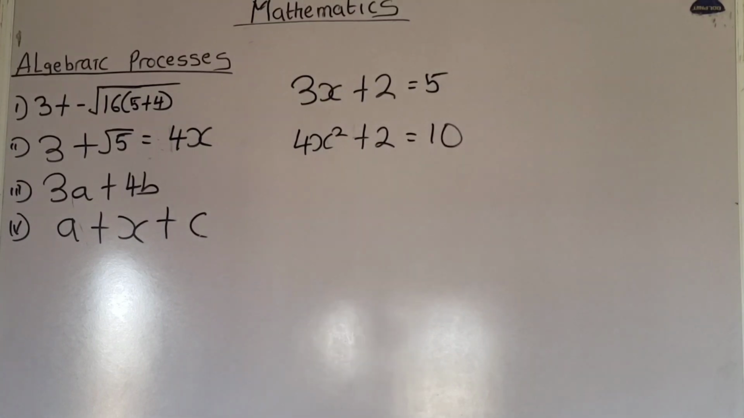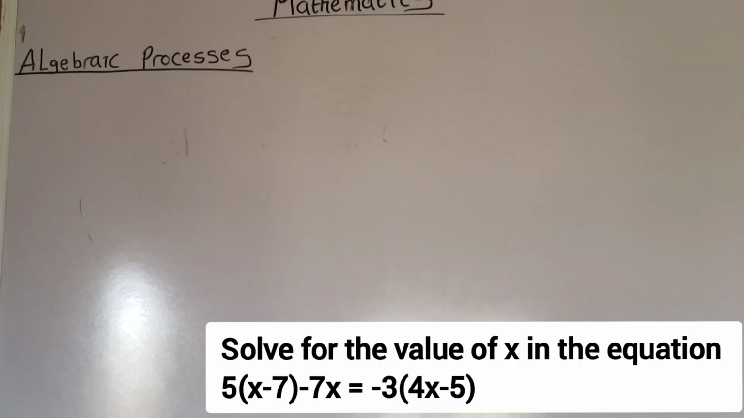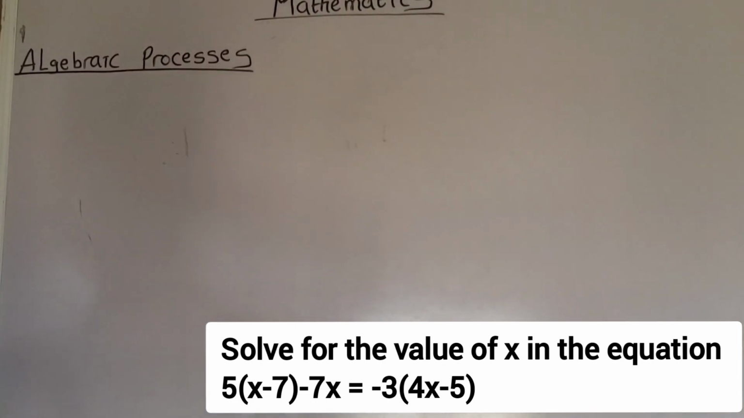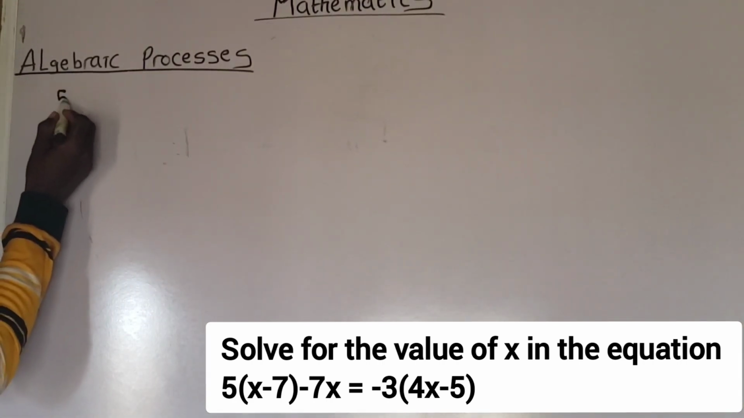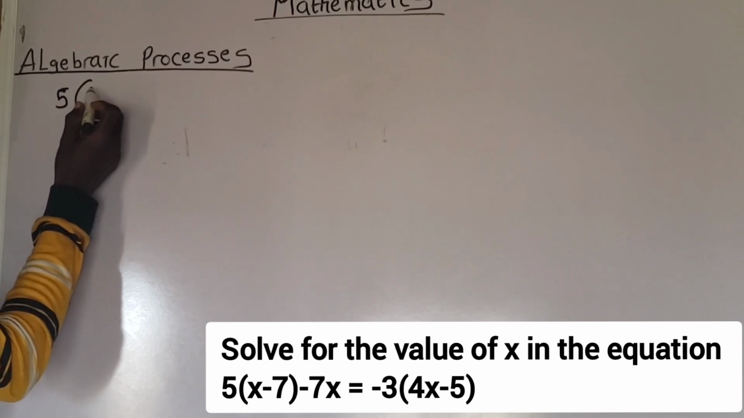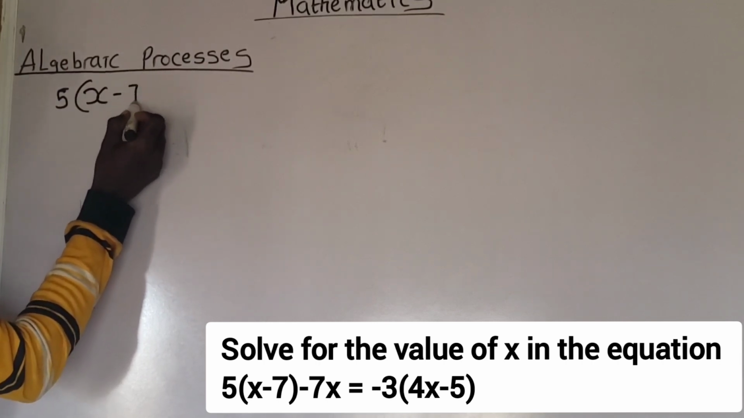Let's delve into worked examples. We want to look at how to solve simple linear equations. Let's consider the first question. Solve for x in the equation 5 into bracket x minus 7, minus 7x, is equal to negative 3 into bracket 4x minus 5. We are asked to find the value of x in 5 into bracket x minus 7.